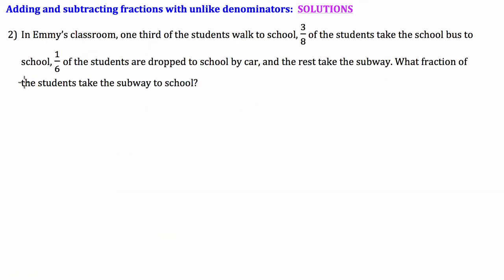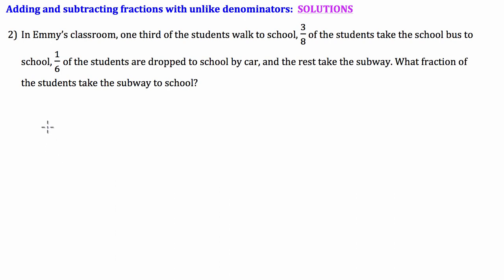In this problem, we are told that in Emmy's class, 1/3 of the students walk to school, 3/8 of the students take the school bus to school, and 1/6 of the students are dropped to school by car, and the rest take the subway. So we have to figure out what fraction of the students take the subway to school. So our first step is to set up an equation.